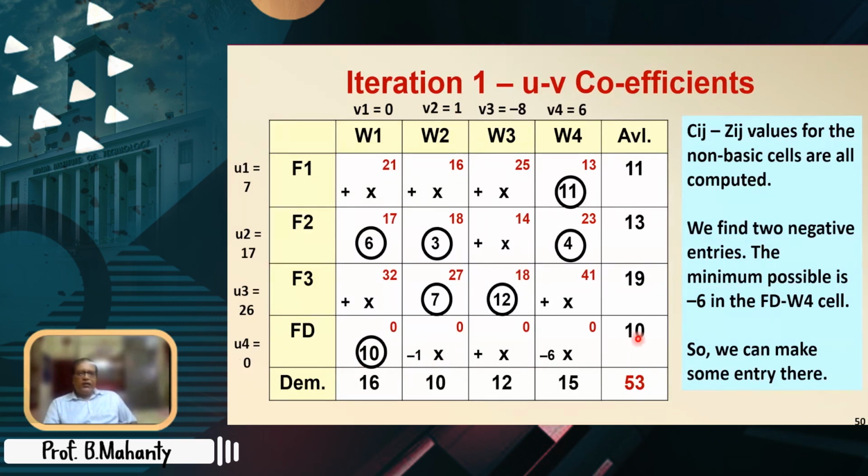So -1. Here it is 0 minus 0 minus 6. So -6. Now tell me, where should I make some entry? So FDW4, we should make some entry. So let's put a pen and let us make some entry here. So if some entry is made, which one should go down? So FTW1 should go down.